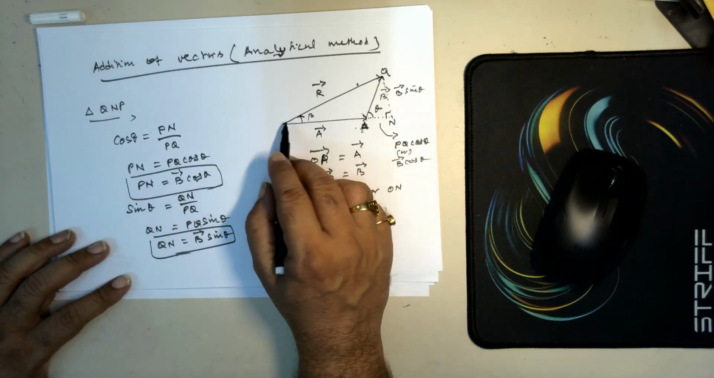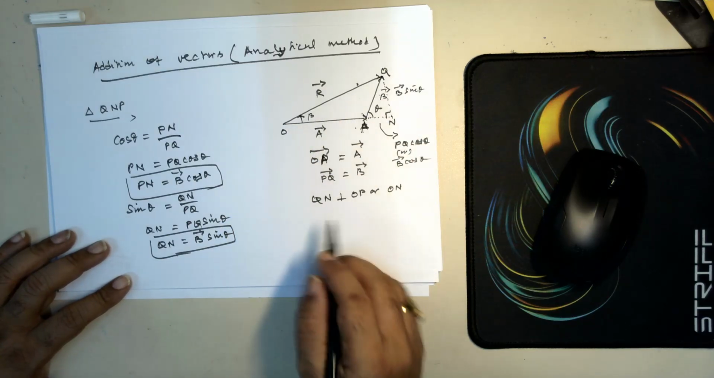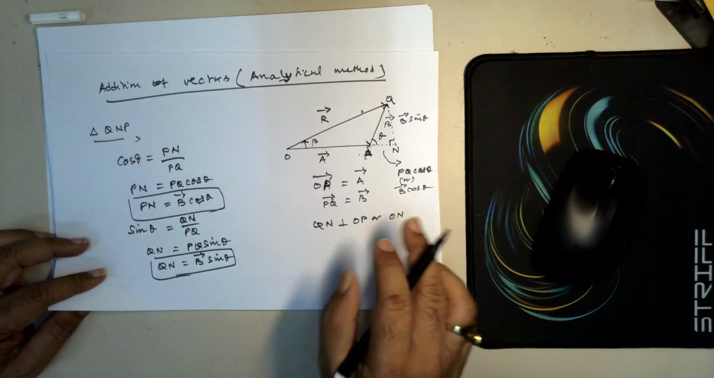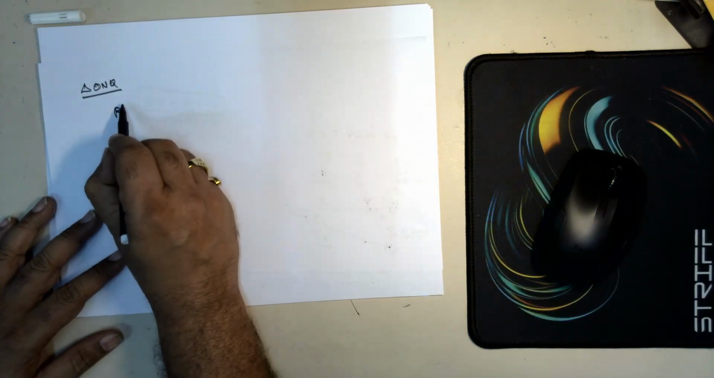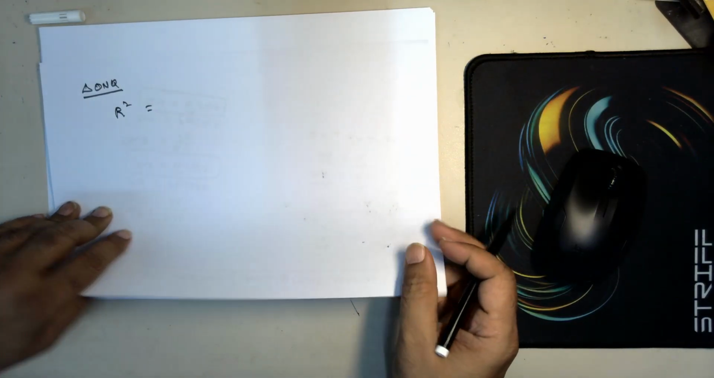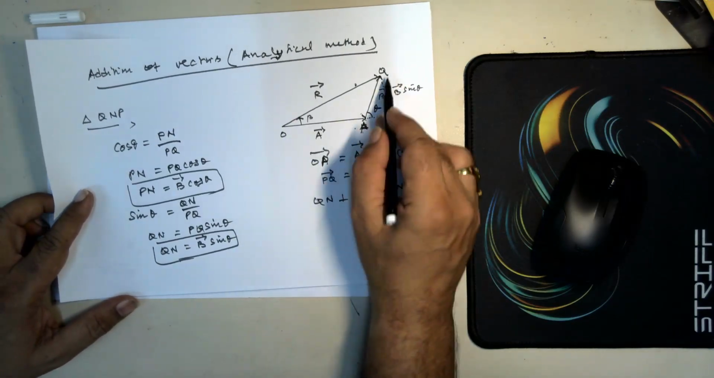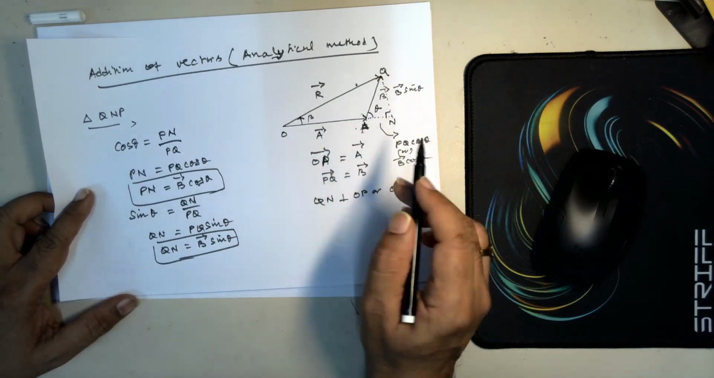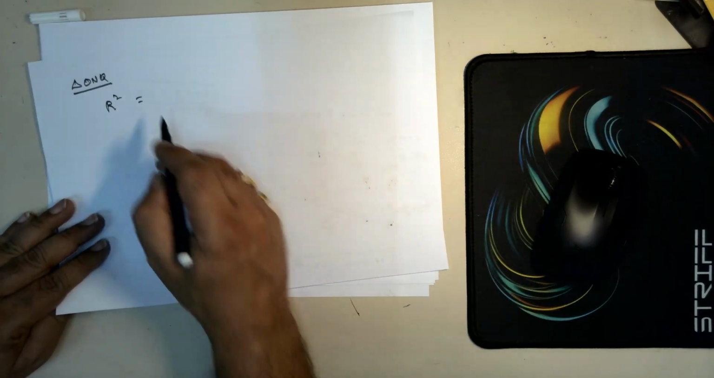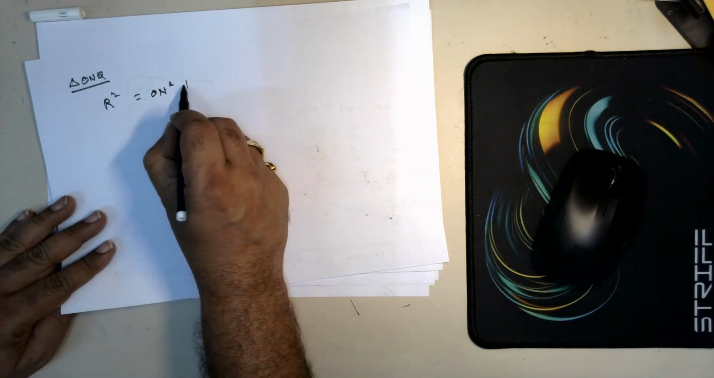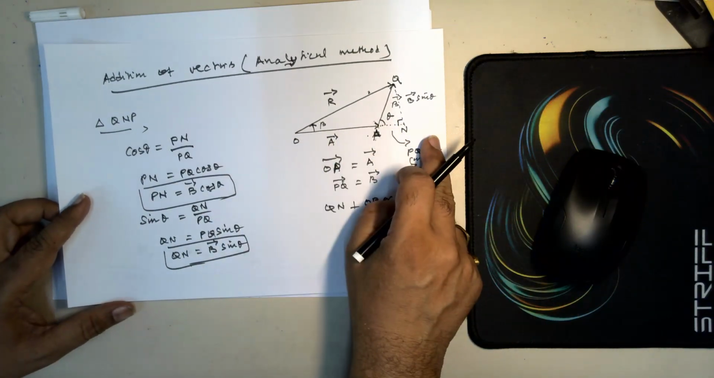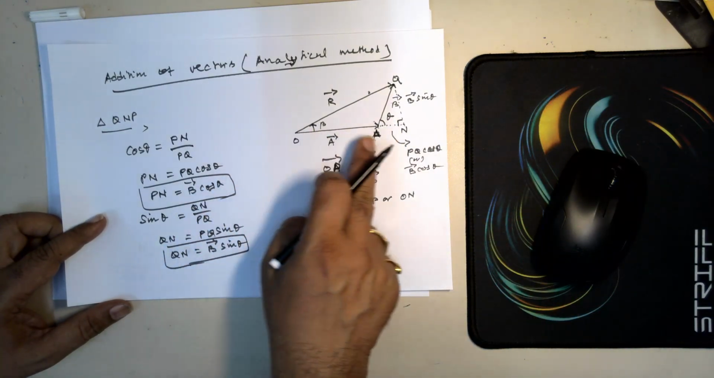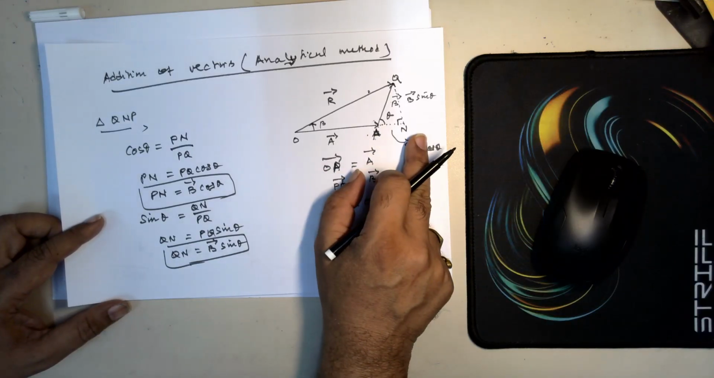So we have to consider this, that is ONQ, and we had to find out here the R squared, hypotenuse squared, right? So R squared is equal to what? Tell me, what is R squared from this? ON squared plus QN squared, right? Now, what is this ON, which is nothing but OP plus PN? Am I right?